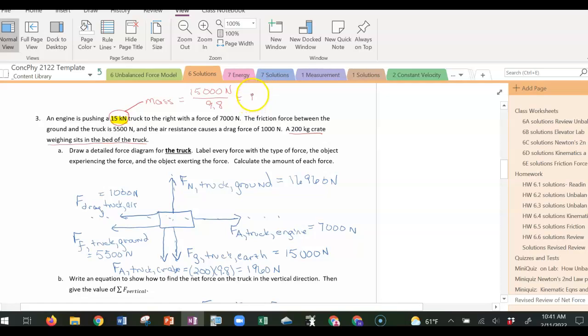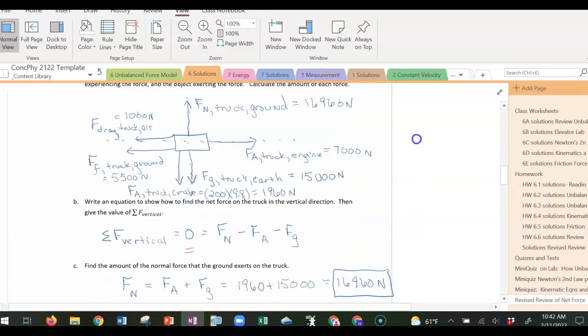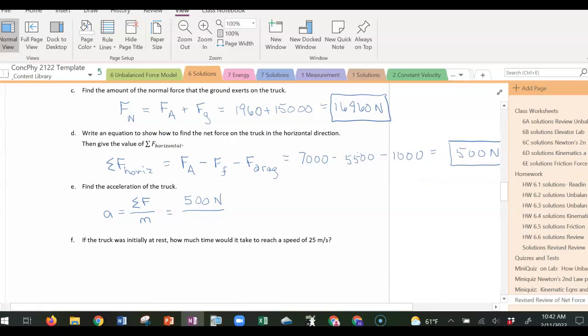And that would be 1530.612 kilograms. And so I've got that amount of mass of the truck, but the total mass that is accelerating is going to be not only the truck, but also the crate, because the crate is riding in the truck. And so it would be the mass of the truck plus the mass of the crate.